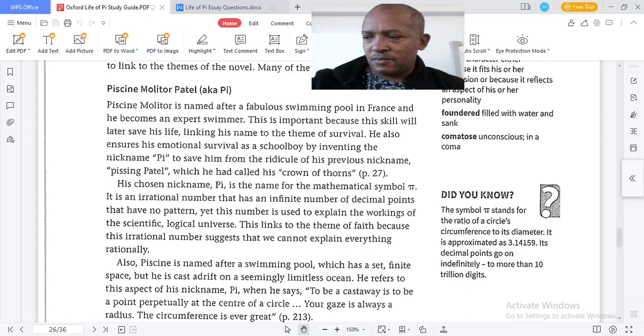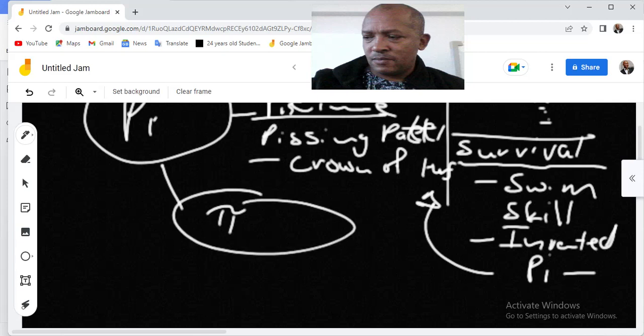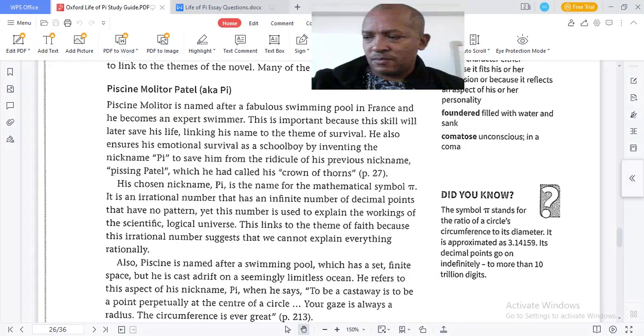Who's ridiculed? Oh, his chosen nickname Pi is the name of the mathematical symbol. There we go. So we're also going to go, this is an important one. That one is like 3.142, and it just goes on and on and on. Let's see how that comes into play.